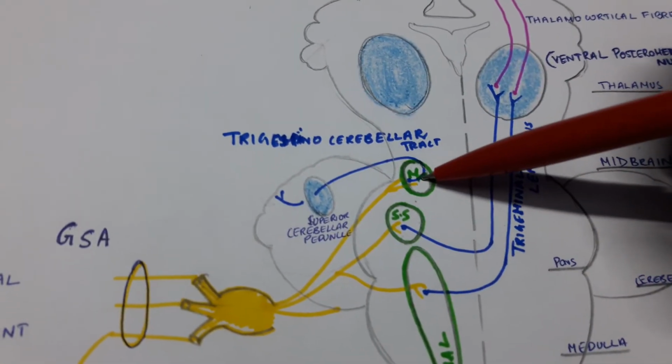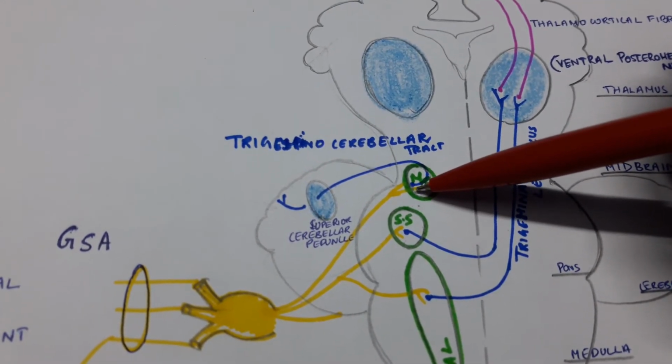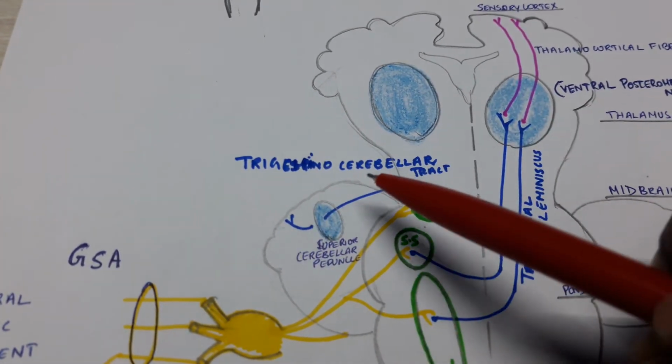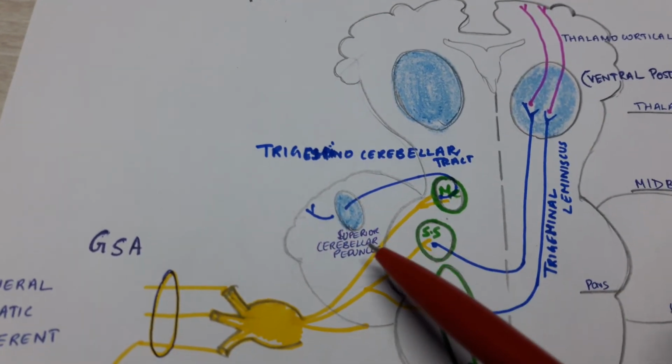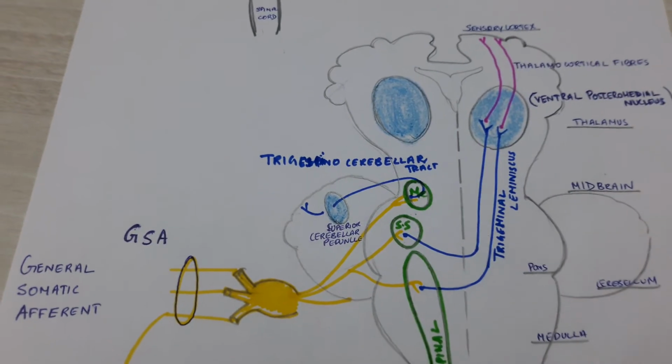Then we have the mesencephalic nucleus. It will pass through the trigeminocerebellar tract, and it will synapse at the cerebellum through the superior cerebellar peduncle. So that's about the higher centers.